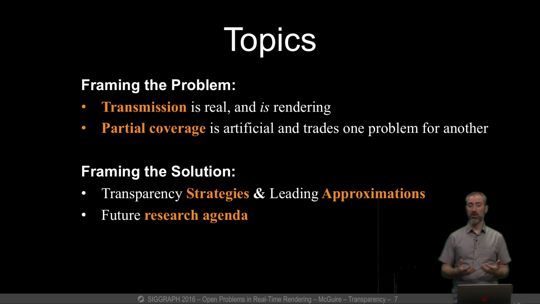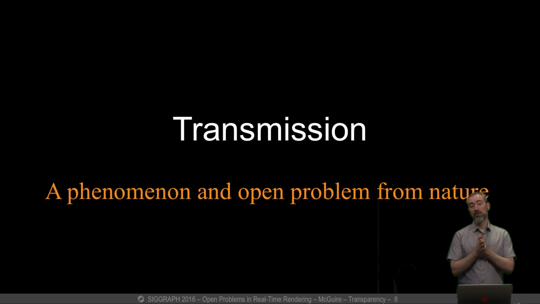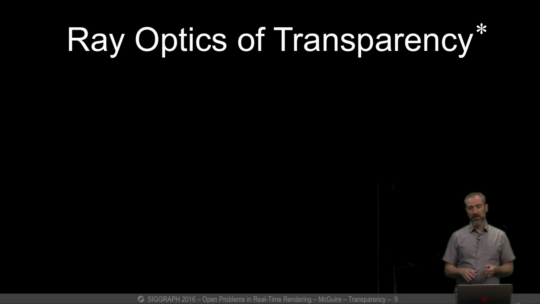Some are great for today's hardware, but they might not be a good direction for future research in terms of scalability or converging to a correct solution. So let's start by framing the problem by looking at transmission. And transmission is a real phenomenon. It's dictated by physics. It's hard to solve in real time. It turns out it's even hard to solve in offline rendering, as we'll see in a moment, but it comes from nature. And I'll start by telling you the ray optics of transparency.